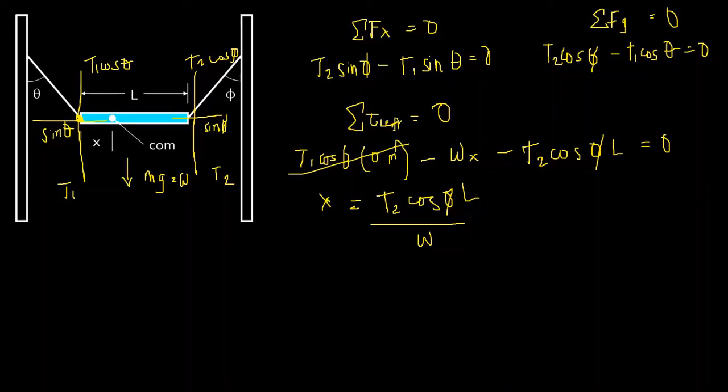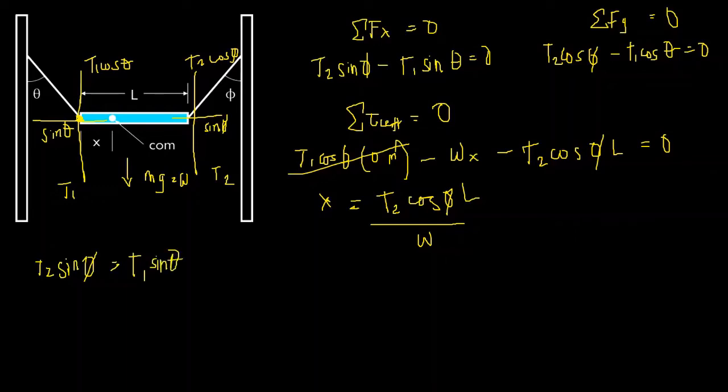So, ngayon, ano naman ang gagawin natin? Hindi natin alam yung value ng weight and hindi rin naman natin alam yung value ng T2. Ang alam lang natin is yung value ng L. So, dito papasok yung dalawang equations na ginamit natin kanina is yung summation ng Fx and summation ng Fy. So, we equate the summation of Fx to each other. So, T2 sine phi is equal to T1 sine theta.